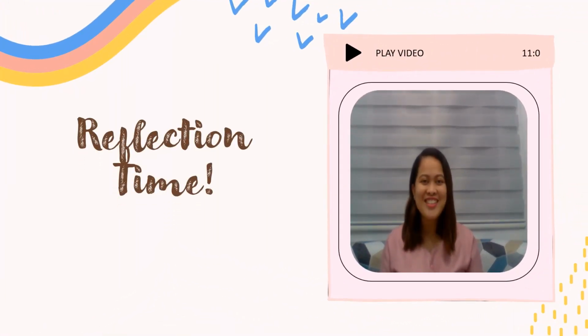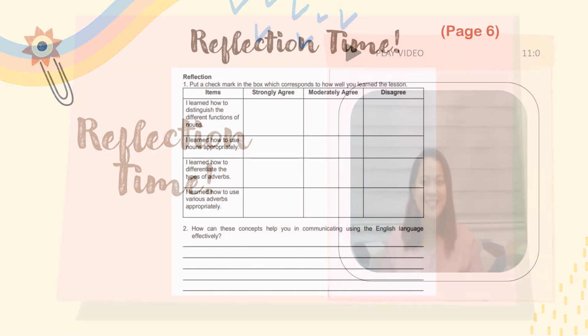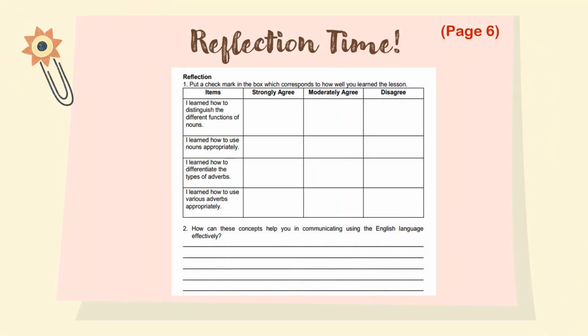It's reflection time! Now, let us see how well you reflect on the lesson you have studied. Turn your learning activity sheets to page 6. Number 1, put a check mark in the box which corresponds to how well you learned the lesson. For example, on the first item, I learned how to distinguish the different functions of nouns. If you strongly agree with that statement, put a check mark on strongly agree.